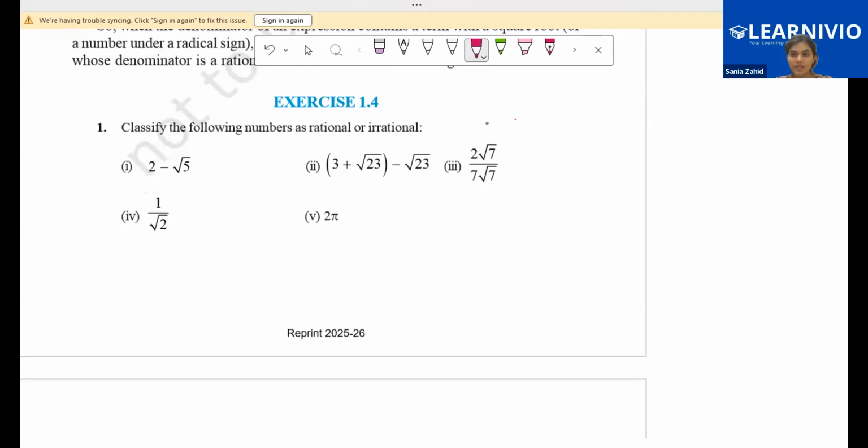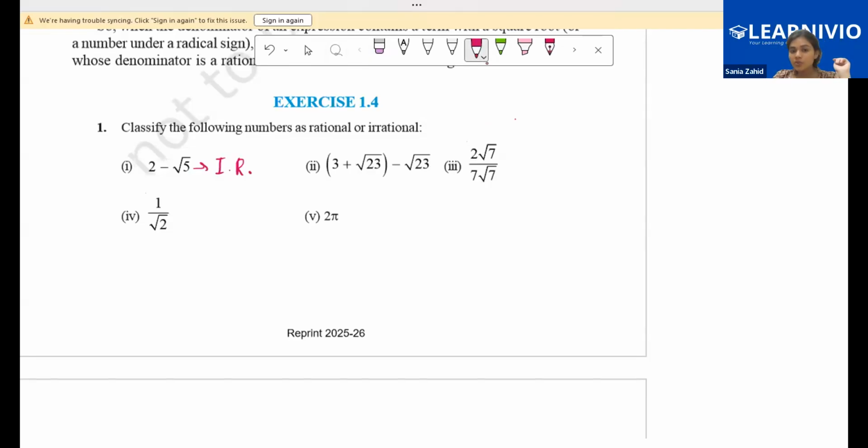Irrational. Why irrational? Because 2 is rational and minus root 5 is irrational. No, you won't get 2 root 5 as your answer. See, the answer is correct. It's an irrational number only, but why? The reason is whenever you subtract an irrational number and a rational number, you always get an irrational number.